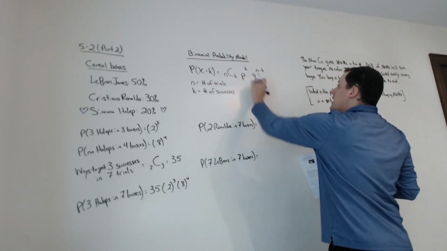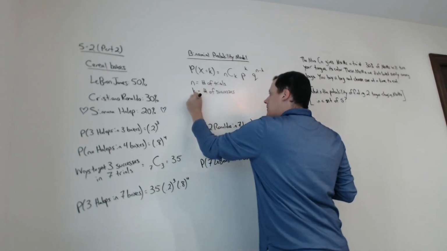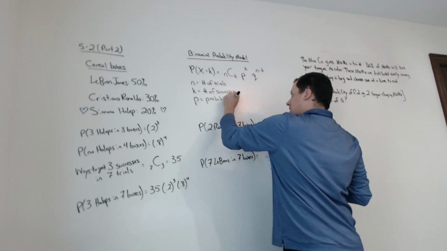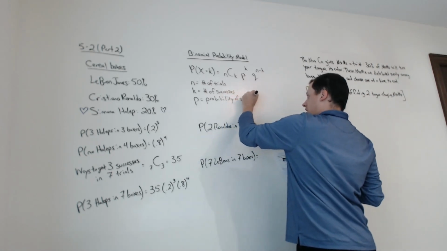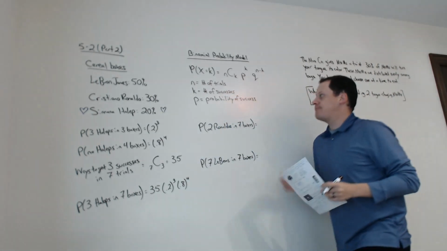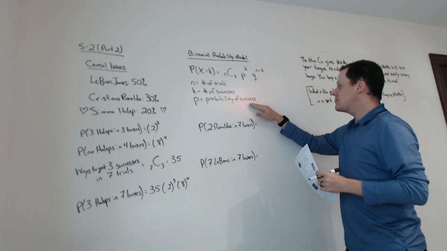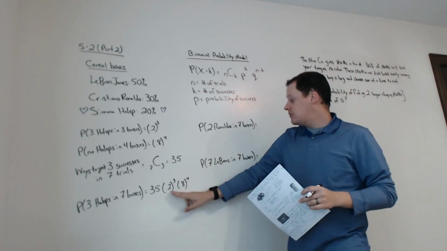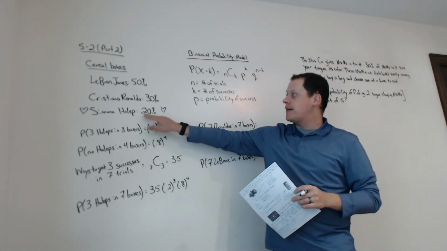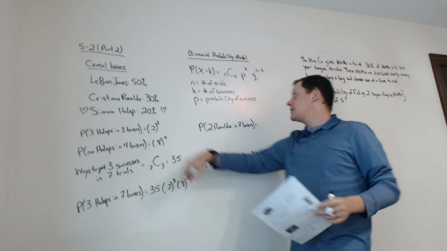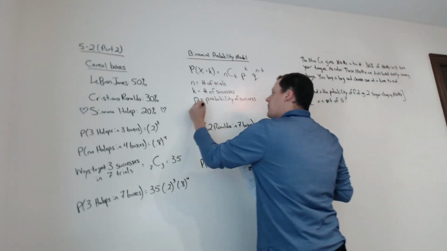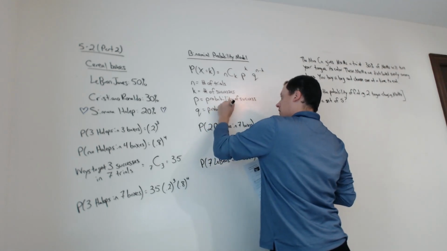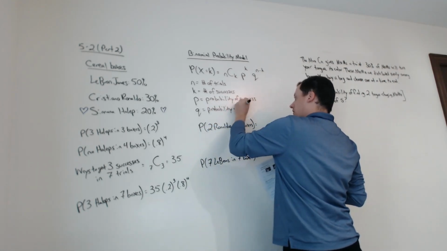We also have P and Q here. P is the probability of success. So that will go here, and in our problem, that was 0.2. That was the probability of getting Halep in a box. And Q is how we denote the probability of failure.